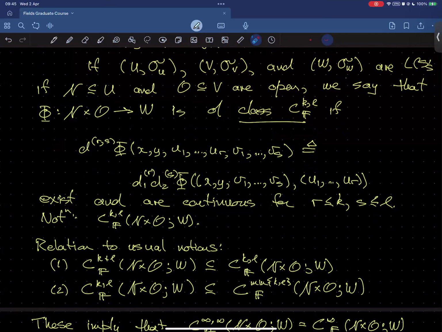Right? And the notation you use for this is this notation here. So CKL, right? So it's K times differentiable in the first argument and L times differentiable in the second argument. And these derivatives are continuous functions of all of their arguments, right?